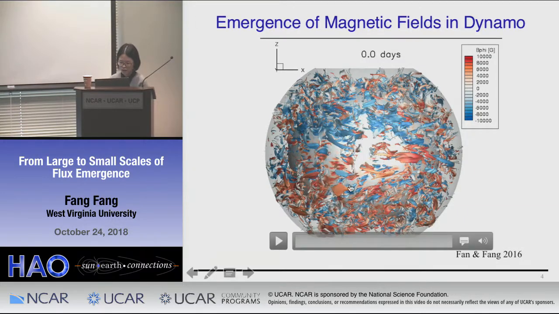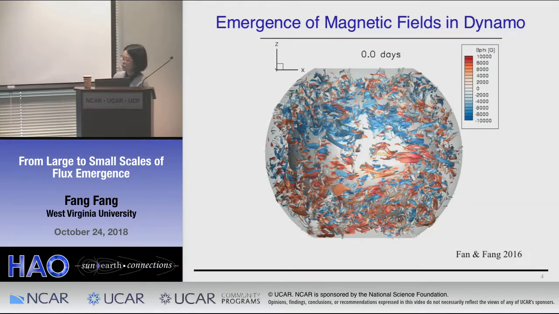This is a movie. The color here is showing you the strong magnetic field region with super equipartition magnetic field strength, and the color here is showing you the B5 component. So you see the presence of strong magnetic field bundles in the midst of the magnetoconvection region here.